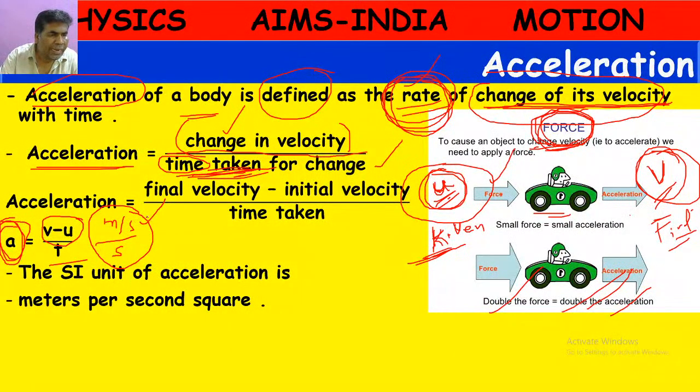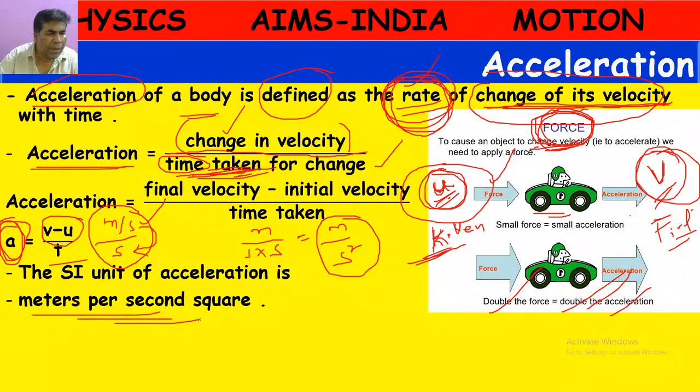So in the numerator part, the second in the denominator will come down. What happens? Meter per second into second, or else we can write meter per second square, or in words we can write meters per second square. Okay.